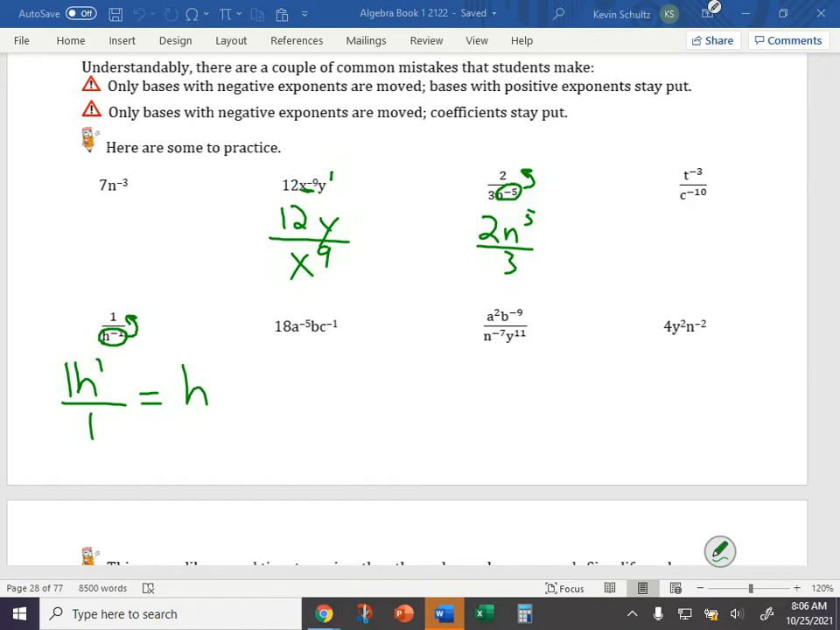Questions on any from this first page? Beckman. Fourth one on the top. T to the negative third over C to the negative 10th. Can't get much more negative than this. My goodness. What are we going to need to do here? Claire. You're right. This negative 10 in the denominator goes up top. This negative 3 in the numerator goes down. You just switch them. Okay? Wherever you've got a negative power, just move it, make it positive. The base follows, so we have C to the positive 10th over T to the positive third.